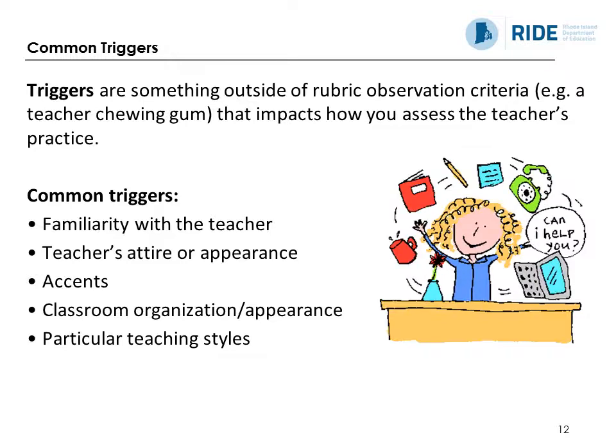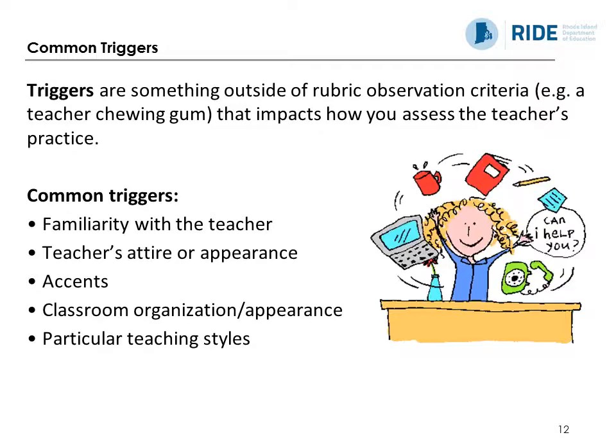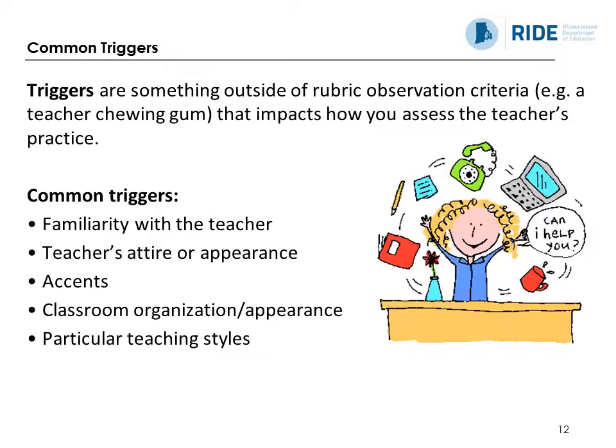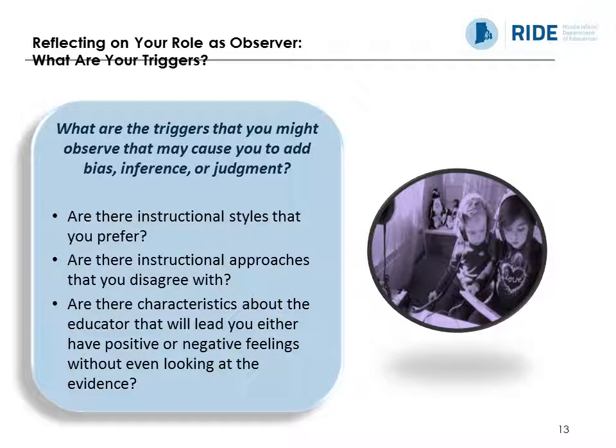Next, let's talk about triggers. We all have things that get under our skin. Teachers chewing gum, classrooms that are messy. We need to be aware of our triggers so that when we see them, we make sure we do what we can to minimize potential bias and focus just on what we see and hear. A few common triggers are listed here. Review the questions on this slide. Take a minute to think about what some of your triggers might be. What are some of the things that might color the way you view a lesson?